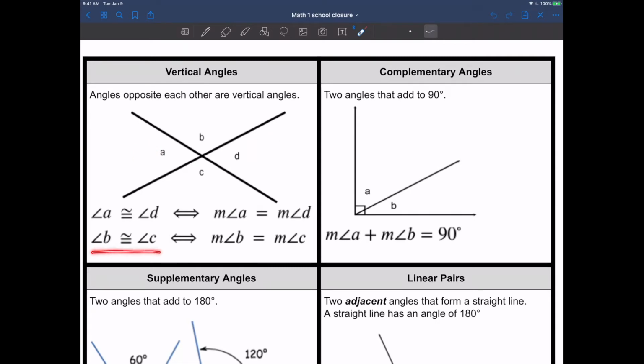Same thing here. Angle B and angle C are congruent. That means that their measurements are equal. So from now on, whenever I say that two angles are congruent, I mean that their measurements are equal.